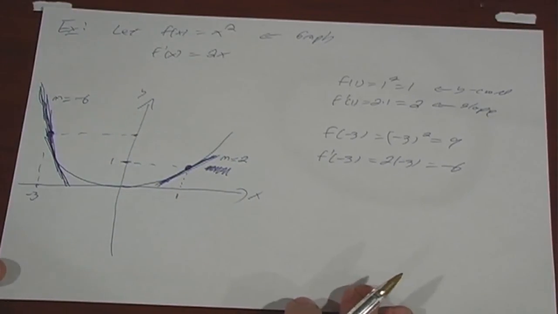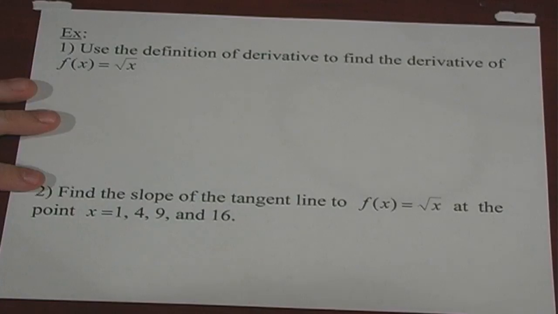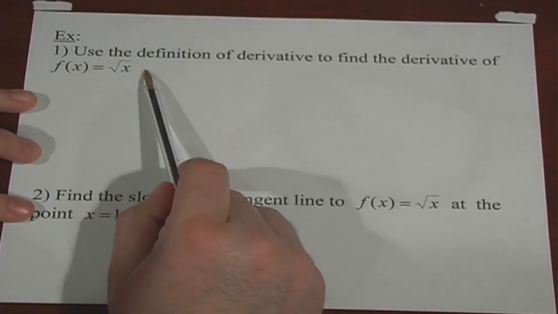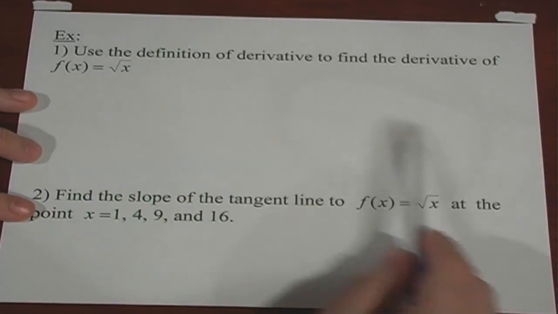Okay, so let's go ahead and do another example of calculating derivatives using formula 3. Look again at how this question is worded. It says use the definition of derivative to find the derivative of this function. So I've given you a function. I'm asking for the derivative. Notice I didn't give you a point anywhere.